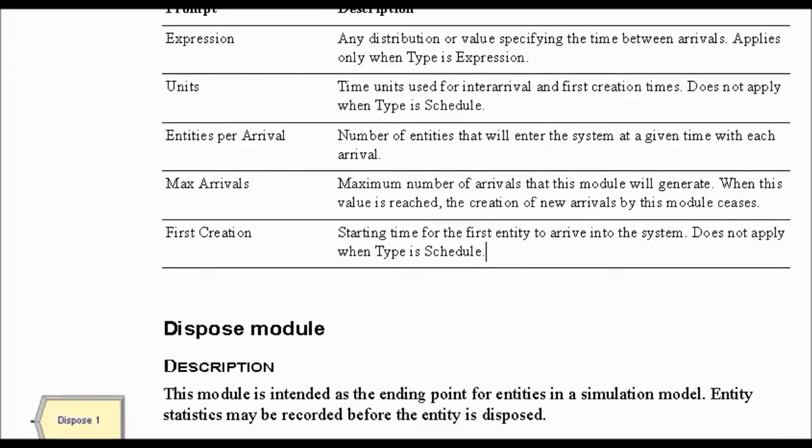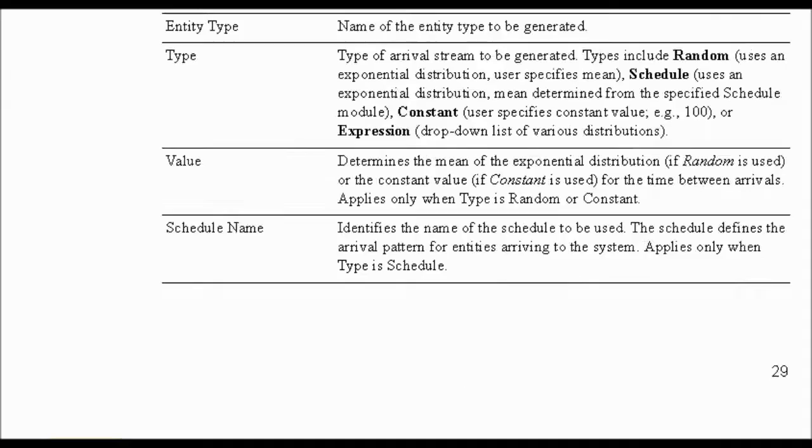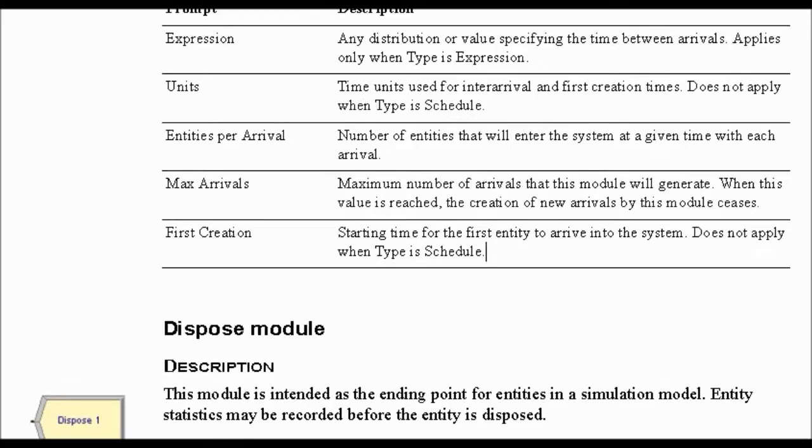First creation time does not apply when type is schedule. Entities per arrival: number of entities that will enter the system at a given time with each arrival. Max arrivals: maximum number of arrivals that this module will generate. When this value is reached, the creation of new arrivals by this module ceases. First creation: starting time for the first entity to arrive into the system. Does not apply when type is schedule.